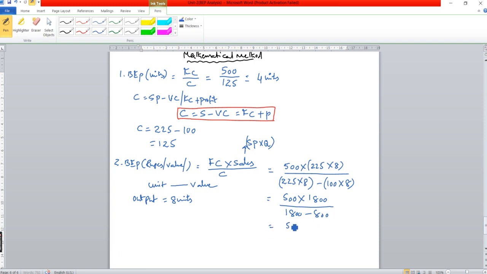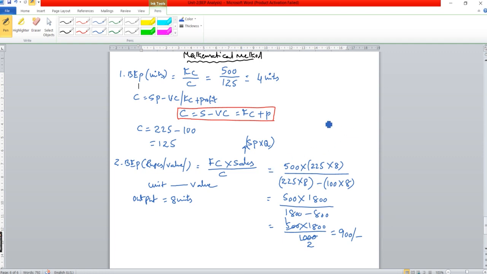and we need to go for one more step. 500 into 1800 divided by 1000, and we know that 500 ones are 500, twos are, and 1800 divided by 2 nines are, means 900 rupees.